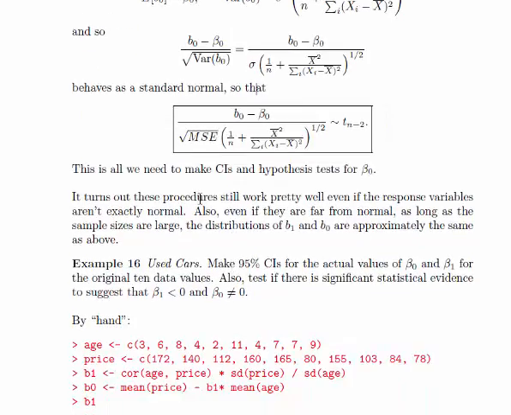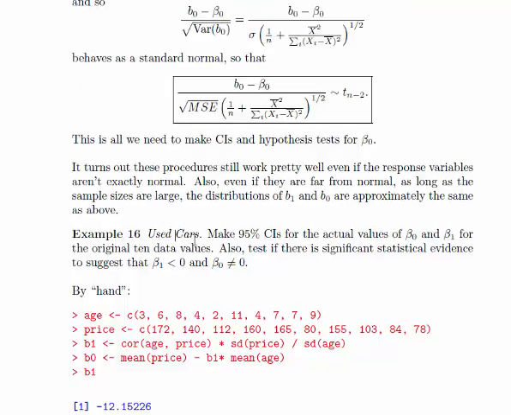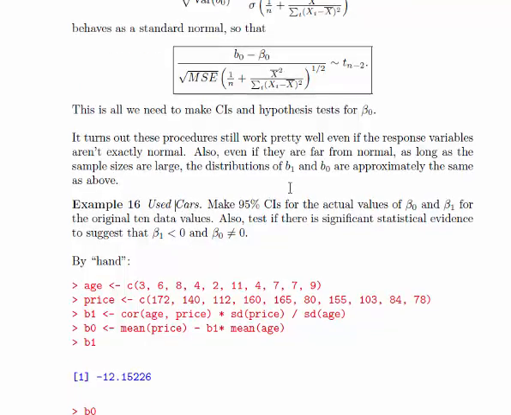It turns out all these procedures still work pretty well, even if the response variables aren't exactly normal. And even if they are far from normal, as long as the sample sizes are large, the distributions of B1 and B0 are approximately the same as they are above. So these procedures are pretty good, especially if you have large sample sizes.